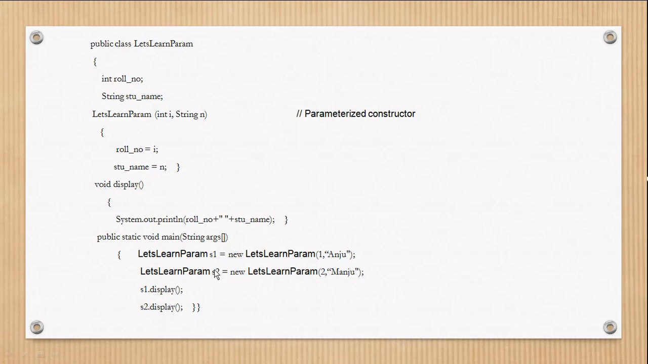Next, another object I have created, and I have passed two values. Next, I invoke the method of the class. The method in the class is display. I invoke it with the help of the object variables, s1.display and s2.display. So what do you think the output will be? If you work it out, you can very well observe. You will get the values as 1 Anju, 2 Manju. In that way it will display. Let's get into the examples.